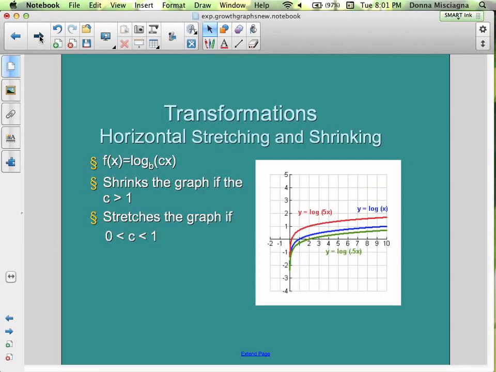Horizontal stretching and shrinking. Unlike vertical stretching and shrinking, horizontal stretching and shrinking is going to be part of our base, right? It's easier to deal with that way. It's actually easier to deal with vertical as not part of the base. It's easier to deal with horizontal as part of the base.